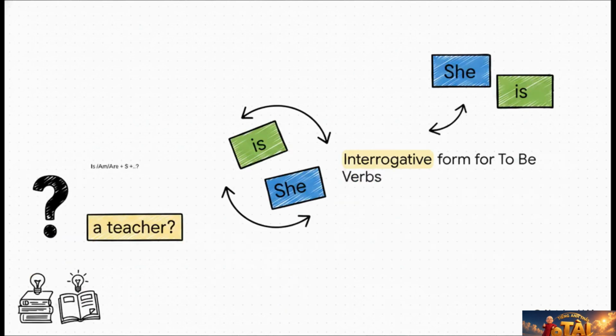And for a question with a to-be verb, you just flip the verb to the front of the subject. It's just a simple inversion of those first 2 blocks we talked about. You shift from stating she is to asking, is she a teacher? The visual simplicity of that little flip makes it super easy to remember.